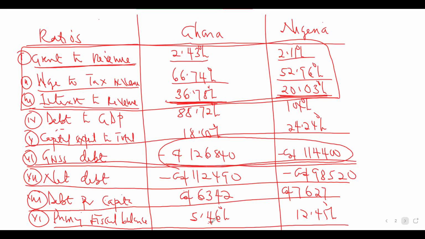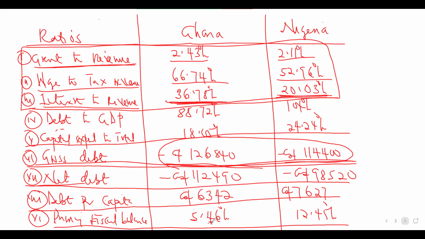The gross debt of Ghana currently stood at what? 126. Okay. And Nigeria, 1,840. Nigeria is what? 114,400. Okay, between these two, which of them is having a better financial position than the other? Nigeria. Okay, that is all.